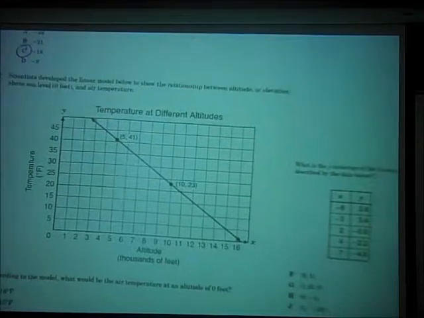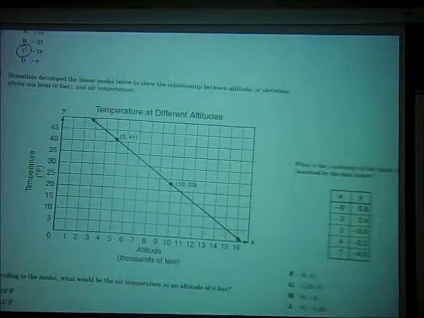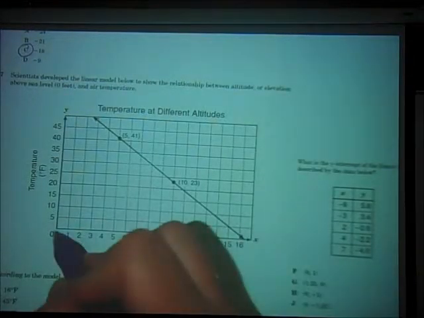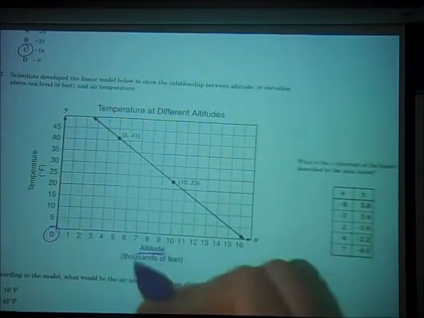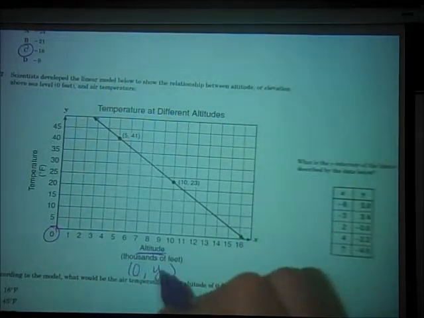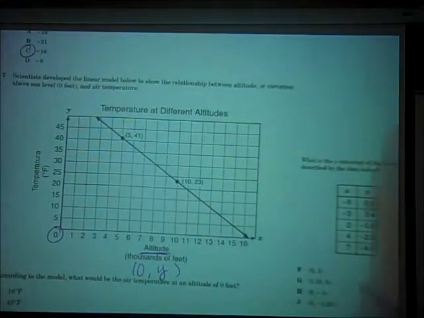Okay, number 7. Scientists developed the linear model shown below to show the relationship between altitude or elevation above sea level and air temperature. According to the model, what would be the air temperature at an altitude of 0 feet? Well, again, this is linear. I'm looking for when the altitude, my x's, are 0. So if my altitude is 0, then I am looking for my y-intercept. That's what I'm trying to find.